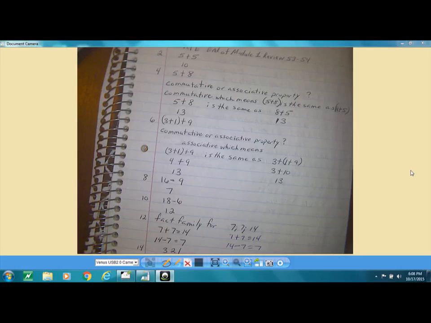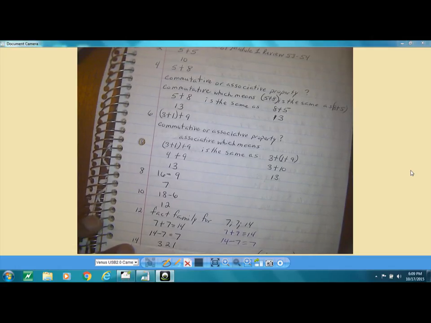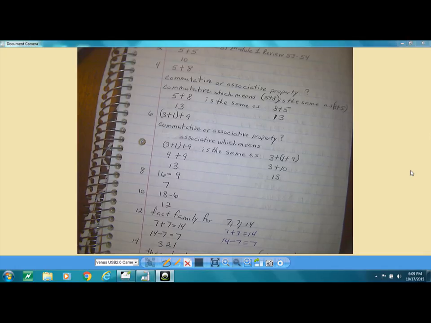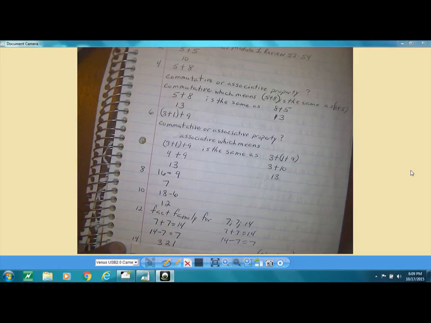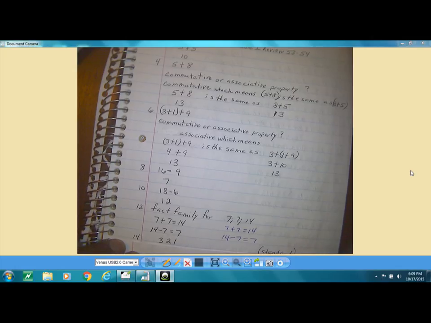Number 14 is asking that you write the number in expanded form. You have 321 in standard form. They want you to write it in expanded notation. So that is 321 that you're looking at in standard form.